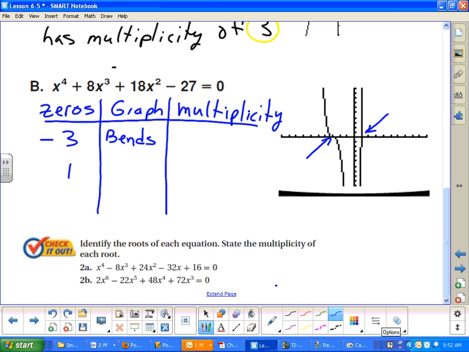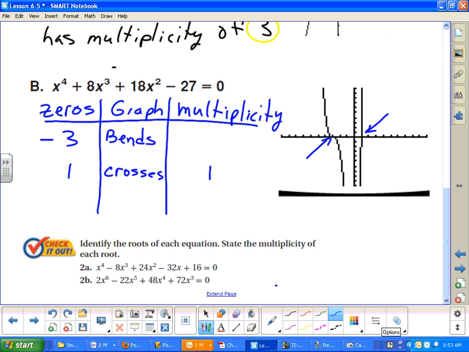Okay, what happens at 1? What's the graph do? Okay, it crosses it, or goes through the x-axis. Just crosses the x-axis. Okay, so if it just crosses, then the multiplicity has to be 1. It can't be anything more than that. If it just goes right straight through, it can only be 1. Because that behaves like a linear function. Linear models are just straight lines. So it just goes straight through.